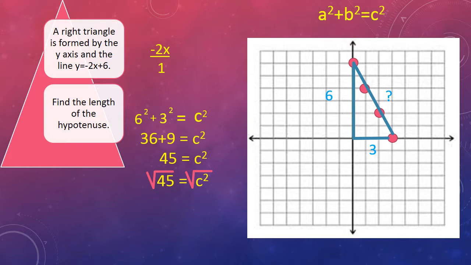And again, you have to get rid of the square, so you have to put a square root on both sides, because what you do to one side, you do to the other. So your answer is c equals square root of 45.